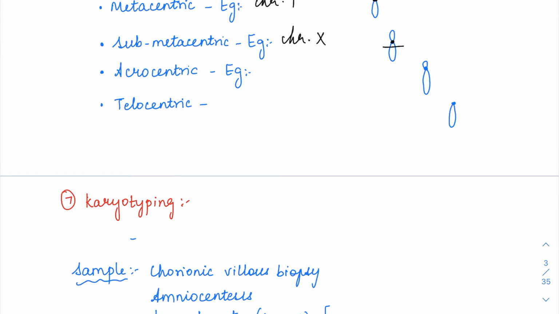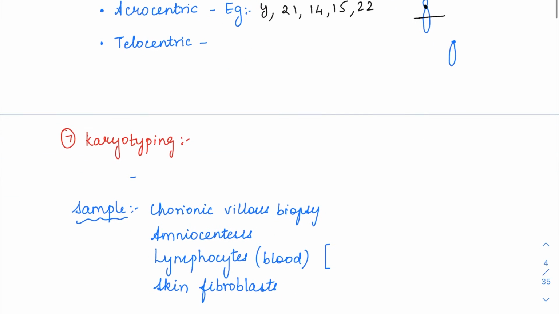Acrocentric is one in which the centromere is near a particular tip. So this was the center, and it has moved way upwards and is more or less near the tip. That is acrocentric. Many chromosomes are of the acrocentric group. So we have chromosome Y, chromosomes 21, 14, 15, 22. All of these are acrocentric chromosomes. Telocentric is the chromosome in which, this was the center, here the centromere is exactly at the tip. So one of the ends forms the centromere. So centromere at the tip is telocentric. This is not seen in humans. Telocentric chromosomes are not seen in humans.